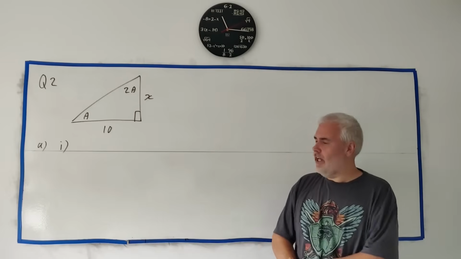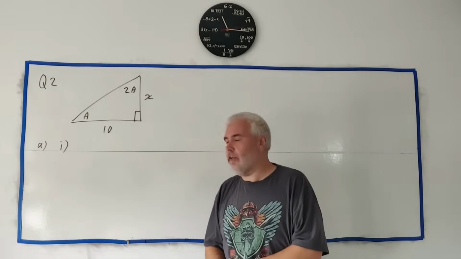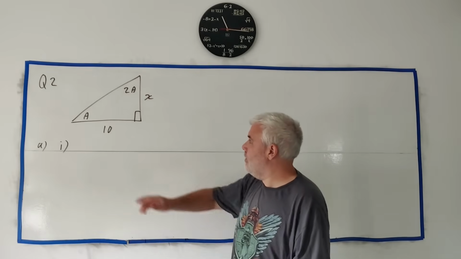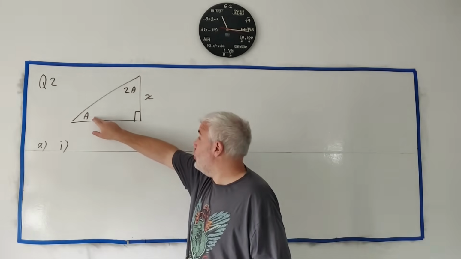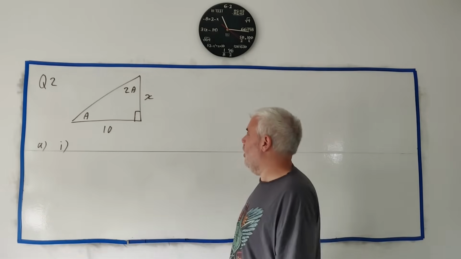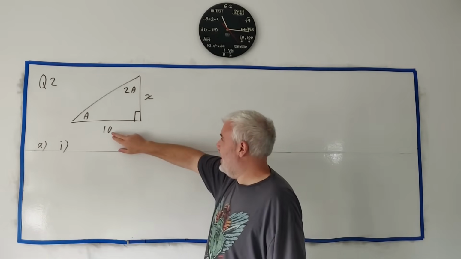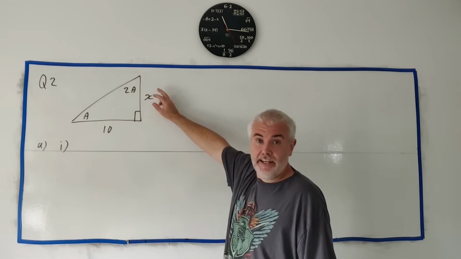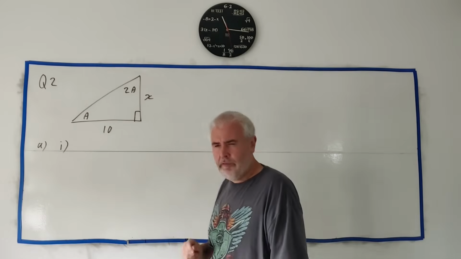In question 2, they draw us this right angle triangle we can see here. They tell us an angle is A, the other angle is 2A, and this angle is 90 degrees, obviously. They also tell us that the length is 10 and this length here is x. We're going to need that for part 2, not for part 1 though.